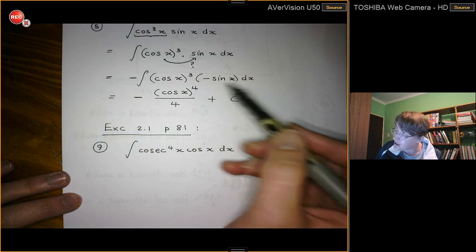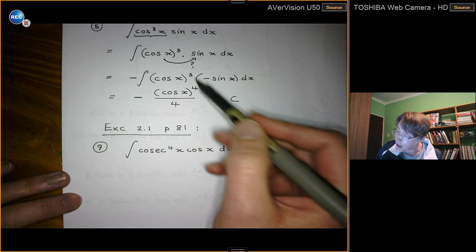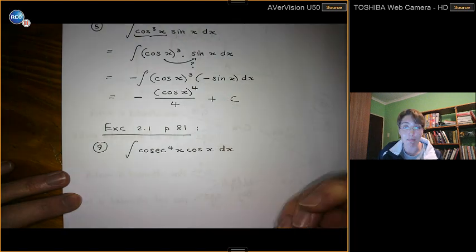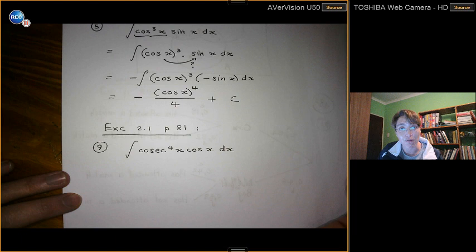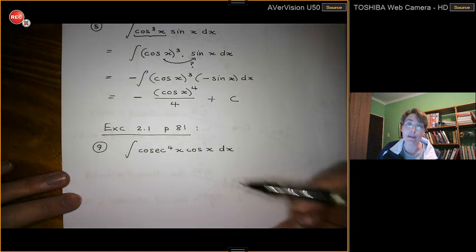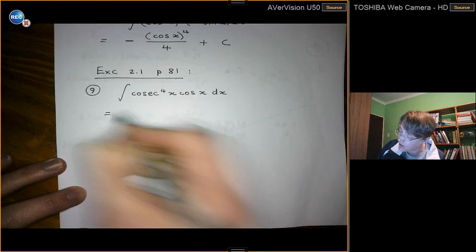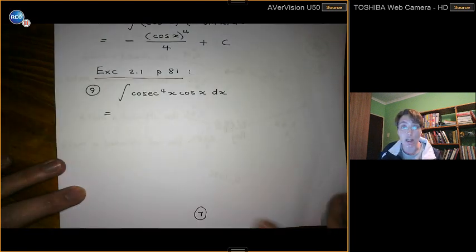It's an algebraic integration where I just take that to the power of 3, add 1, so I make it to the power of 4 divided by 4. Very simple, easy, straightforward. The actual integration, spotting it, is the slightly more difficult part. Okay, so this was exercise 2.1 on page 81.